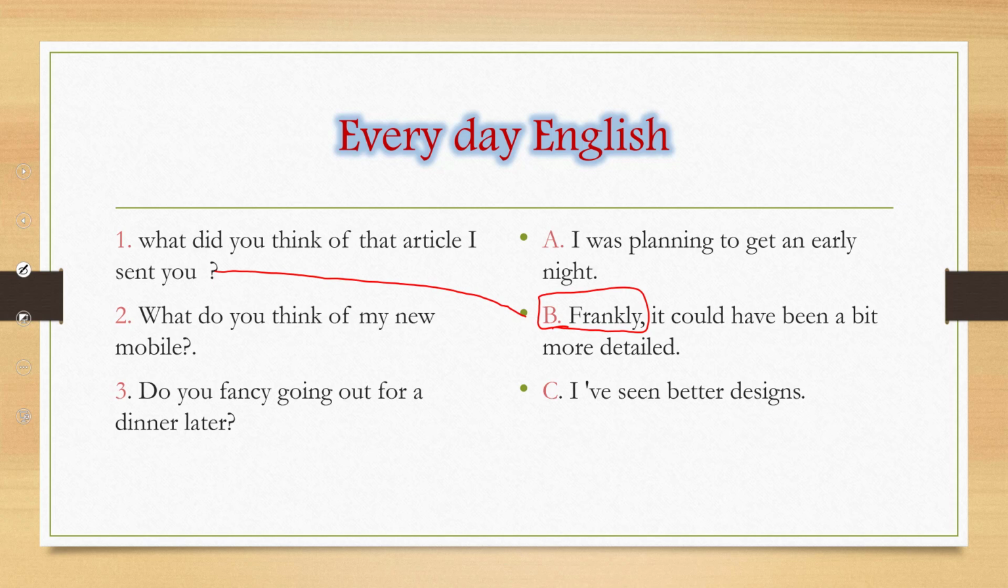Number 2, what do you think of my new mobile? The answer here, what should I match? I should match number 2 with, yes, exactly, with C. I've seen better designs. So instead of saying, no, I don't like it, I said, I've seen better designs. And do you fancy going out for a dinner later? Here I use the past form. A. I was planning to get an early night.